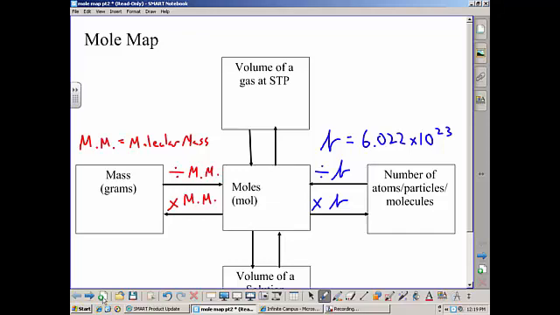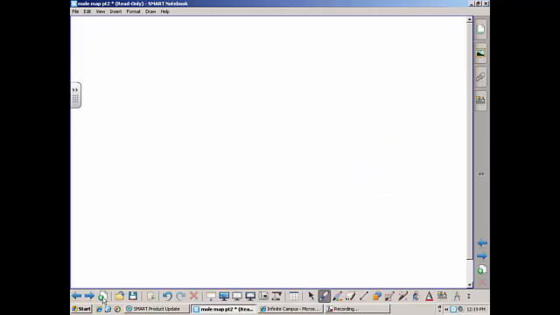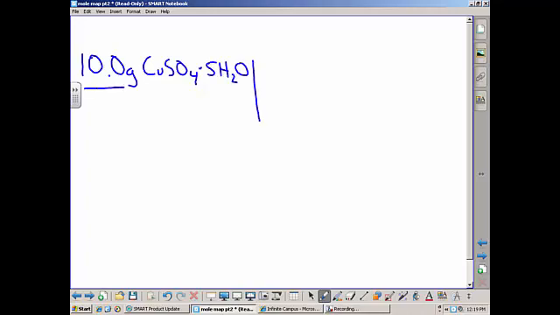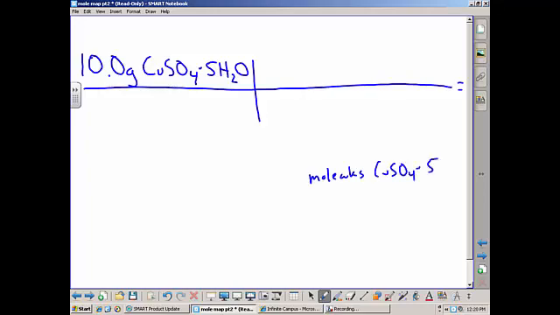All right, let's do a practice problem. You guys have the green sheet in front of you. Number 1 says how many molecules of CuSO4·5H2O are in 10.0 grams. So our starting point is 10.0 grams of CuSO4·5H2O. Okay. And my ending point is I want to get to molecules of CuSO4·5H2O. Okay.